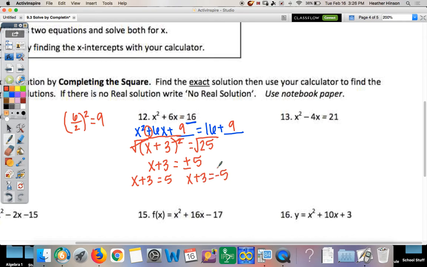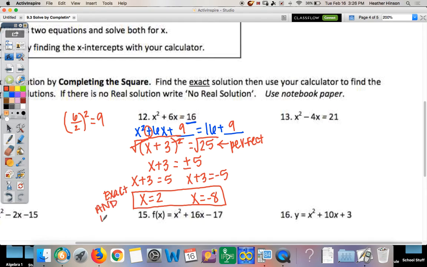So we split it up and we solve. How do we get rid of plus 3? We subtract. So 5 minus 3 is 2. Negative 5 minus 3 is negative 8. These came out to very good numbers because your square root was perfect. So this is what you're going to put in for your exact and your approximate. So put it in for both of them.